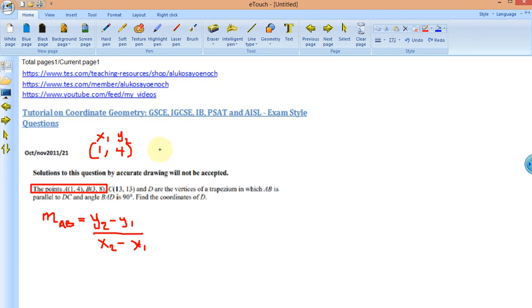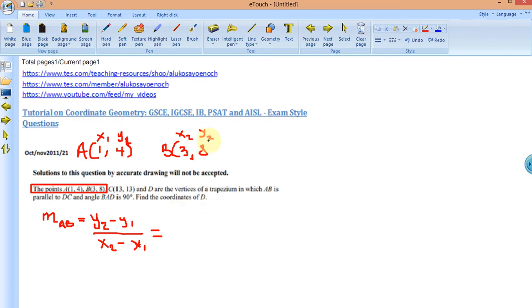Then for point B, that is (3, 8), so that would be x2, y2. Guys, don't forget this is actually x1, y1. Sorry about that, and this is point A. So we are looking at the distance between the two points on the straight line, because we want to find the gradient of the line AB.